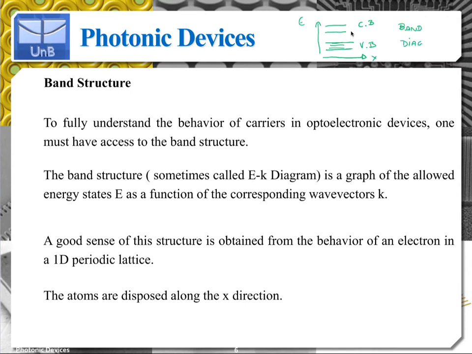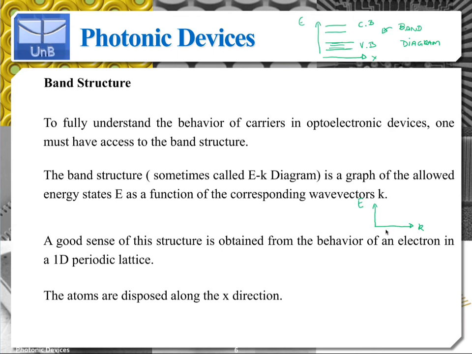diagram, sometimes called the E-k diagram, is a graph or a plot of the allowed energy states, E, as a function of the corresponding wave vector. So you have a graph of the energy as a function of the wave vector k, which we're going to talk a little bit more about in a little bit.